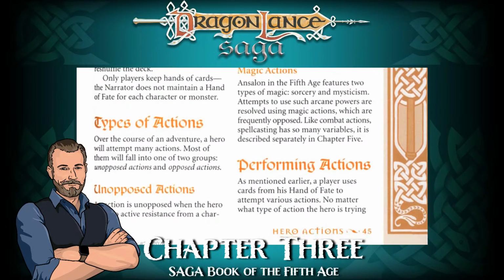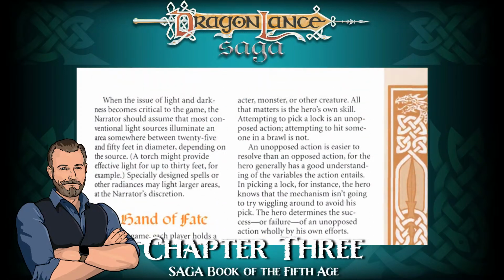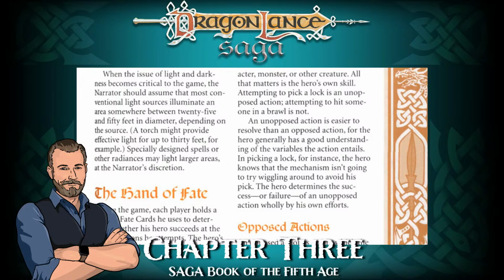Types of actions. Over the course of an adventure, a hero will attempt many actions. Most of them will fall into one of 2 categories: unopposed actions and opposed actions. Unopposed actions. An action is unopposed when the hero faces no active resistance from a character, monster, or other creature. All that matters is the hero's own skill. Attempting to pick a lock is an unopposed action. Attempting to hit someone in a brawl is not. An unopposed action is easier to resolve than an opposed action, for the hero generally has a good understanding of the variables the action entails.